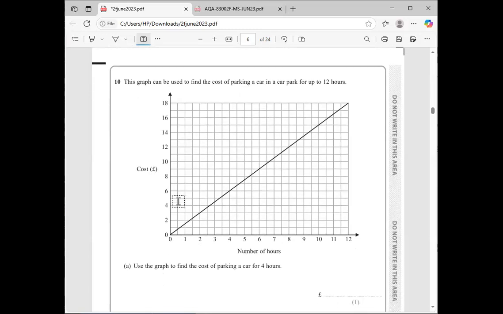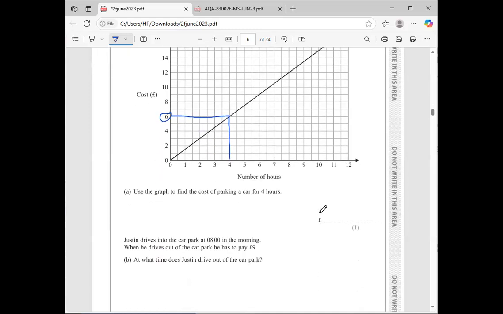Okay, so I think I've already answered the first one. Use the graph to find the cost of parking a car for 4 hours. That's trace 4 up and then trace it to the graph, which is, let me use this thing to just draw it. Trace it to the graph and then trace it across, and that will give us £6.